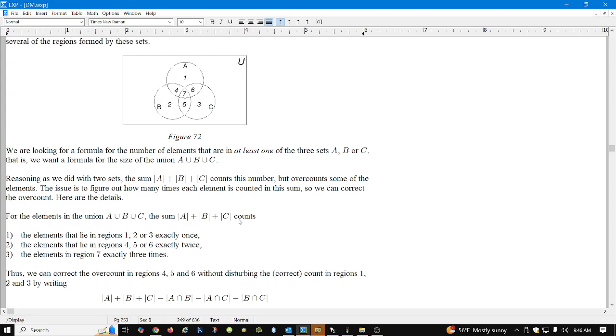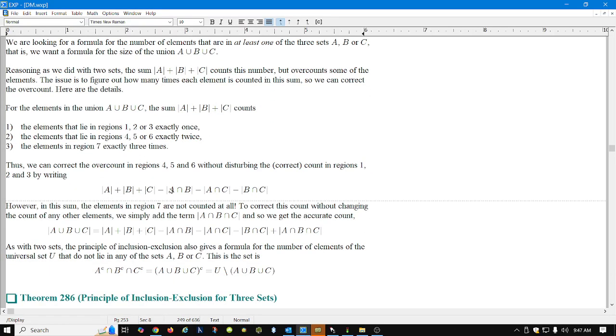Well, the elements that lie in regions 1, 2, and 3 are not overcounted. They're counted exactly once because they only contribute to one of these 3 terms. The elements that lie in 4, 5, and 6, however, are counted twice because they lie in exactly 2 of these 3 sets. And the elements in the center, region 7, are counted 3 times because they lie in A, B, and C.